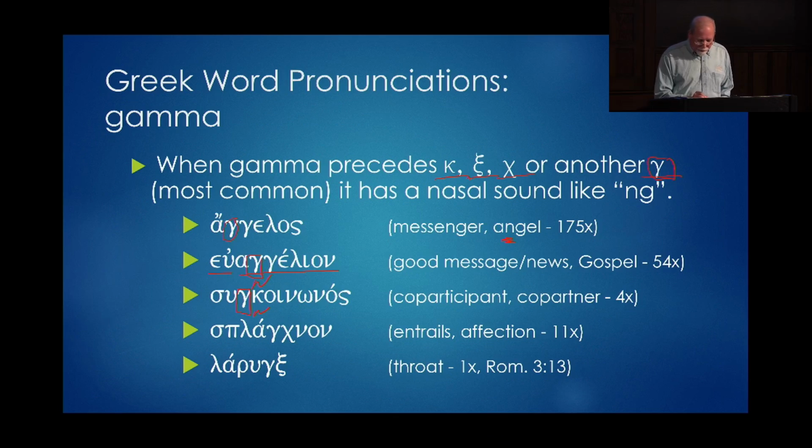And then we have a gamma followed by a chi. And of course, this one again sounds like an N. And so it'll be splanknon. So you got that N, splan. It's not really an N or a nu. It's a gamma. Splanknon.